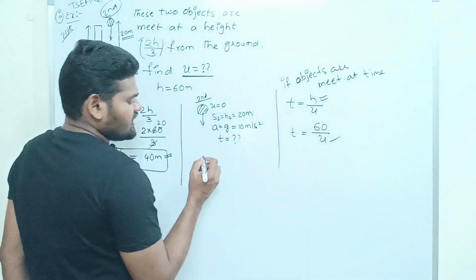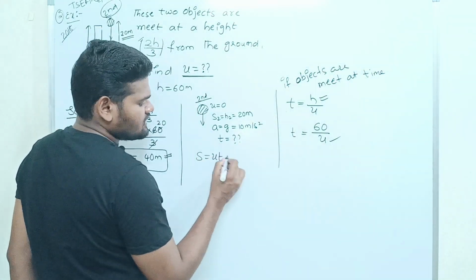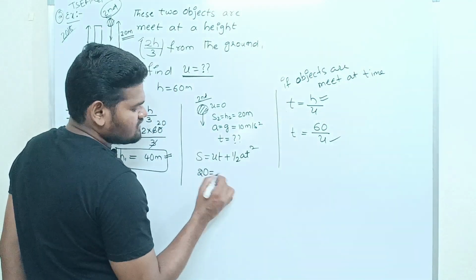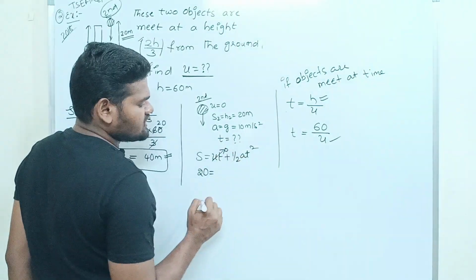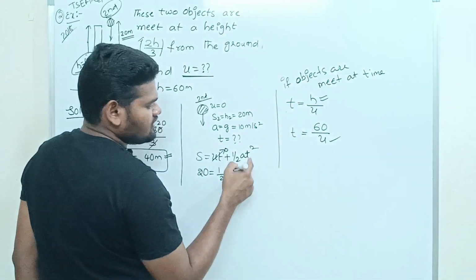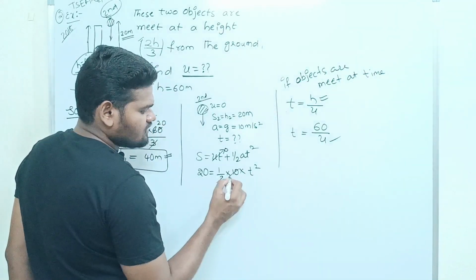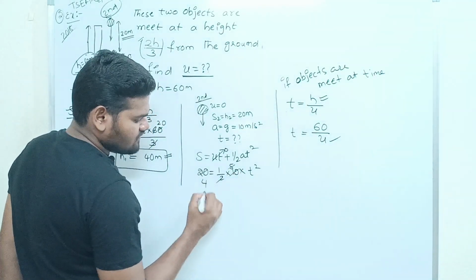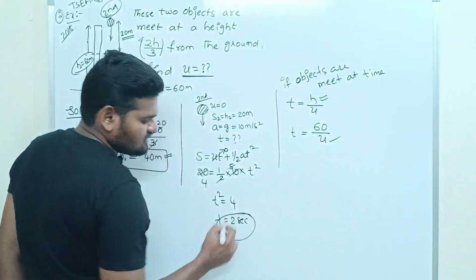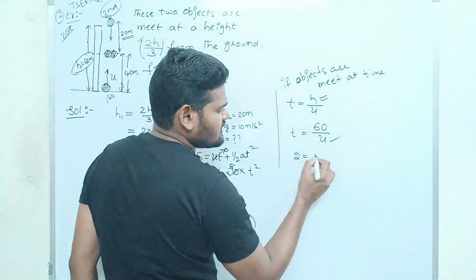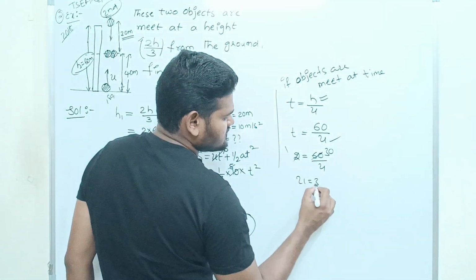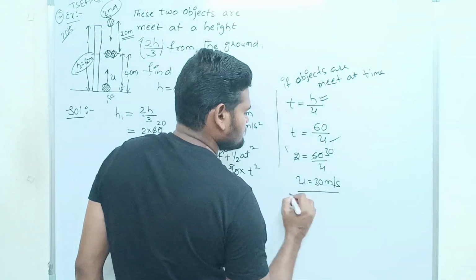Right. So I'm taking the equation of motion s equals ut plus half at square. What is s? 20 equals initial velocity 0, so 0, plus half into a, which is 10, into t square. So t square equals 4, then t equals 2 seconds. So just substitute t equals 2 seconds here. So 2 ones are 2, 30s are u into 1, u equals 30 meters per second.